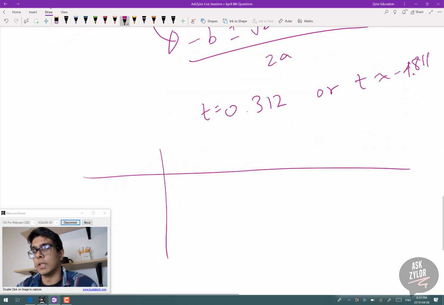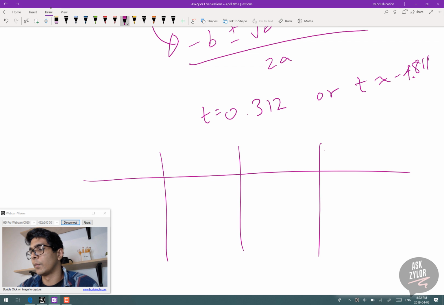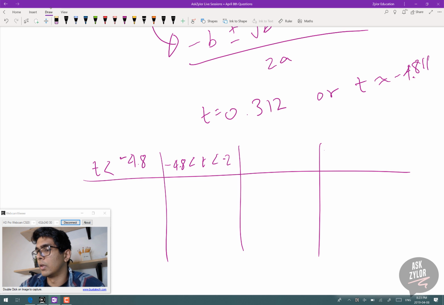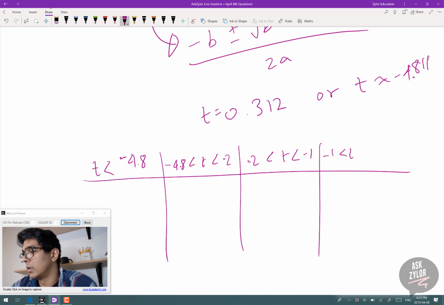So then I'm plugging it into my interval table. So I have t is less than negative 4.8. T is going to be between negative 4.8 and negative 2, and then between negative 2 and negative 1, and then negative 1 to 0, and then 0 to 0.312.